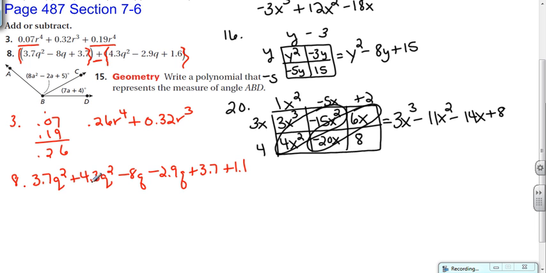So 3.7 plus 4.3, that's going to be 8. So 8.0 I can just write as 8q squared. Then I can combine a negative 8 and a negative 2.9. Same signs add. So that's going to be actually 8.0 and 2.9. So that's going to add up to 10.9. Keep the sign on the 8. So that's negative 10.9q. And then if I add 3.7 plus 1.1, that's going to be 4.8.